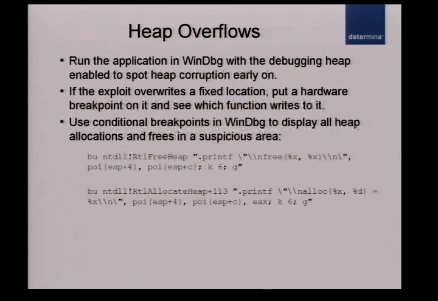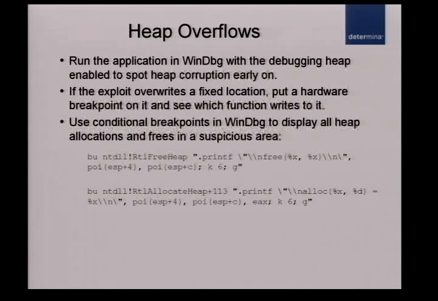One solution is to use the debugging heap in WinDBG to spot heap corruption early on. I think this only works in XP Service Pack 2 and maybe 2003. If you have an exploit that overrides a specific location, like one of the pointers in the PEB, you can put a hardware breakpoint there and you can catch the write to that location. Once you have that, you can look at the call stack, and most likely the override happens in a free function, so you have to find out who calls the free function and on which memory block.